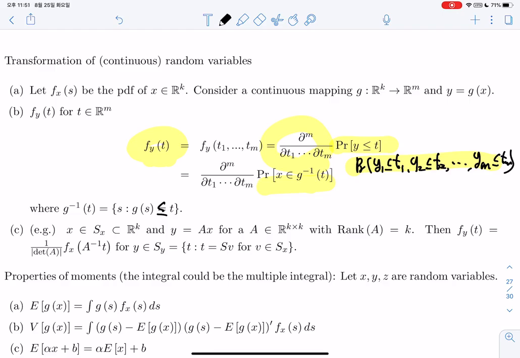All right. The simplest case is when this transformation g is linear. Okay, suppose your y is A times x, and A is a full rank square matrix. Then show, this is an example, so you need to prove this, the PDF of y can be written this way. Okay.